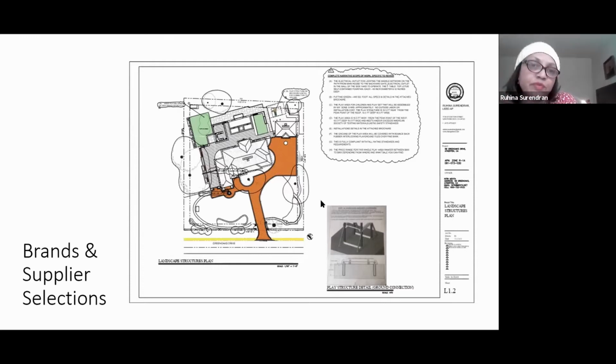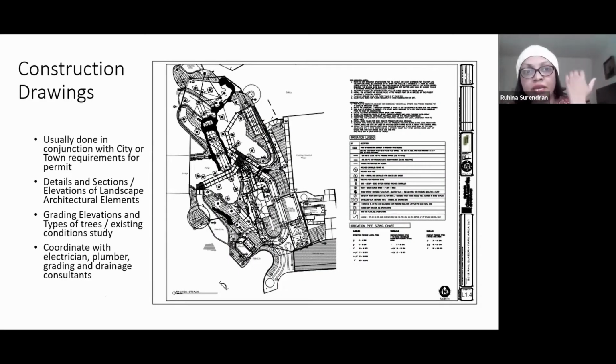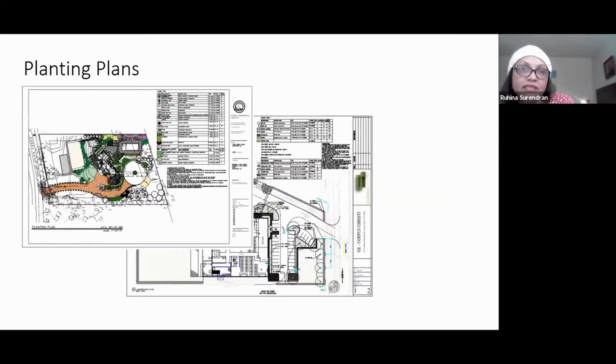Construction drawings, typically irrigation, planting, and paving layout plans. And for the irrigation drawings, typically each city has their own requirement, but they all follow the state requirements. And it involves working with other sub-consultants. It could be an electrician or a plumber, or mostly I work with the irrigation consultant. And the last, planting plans, are where the plant palette is put together.